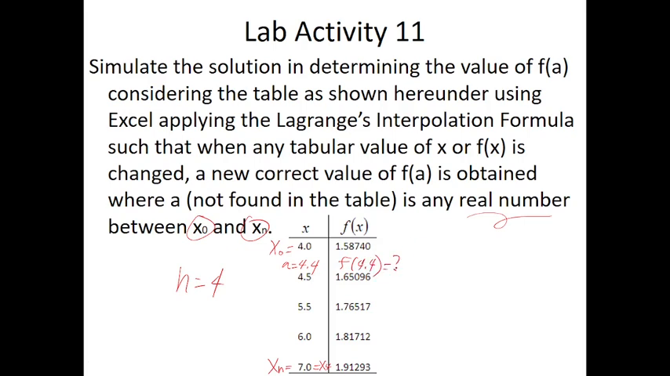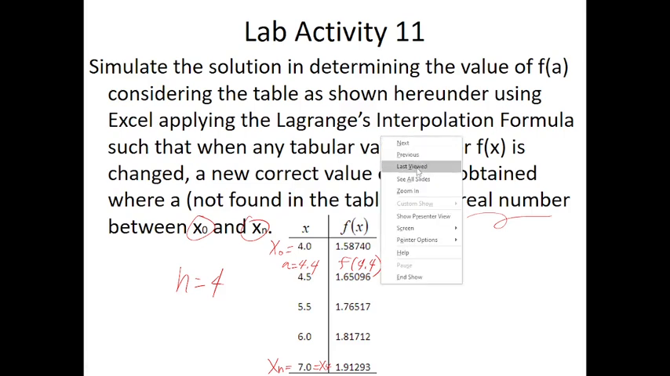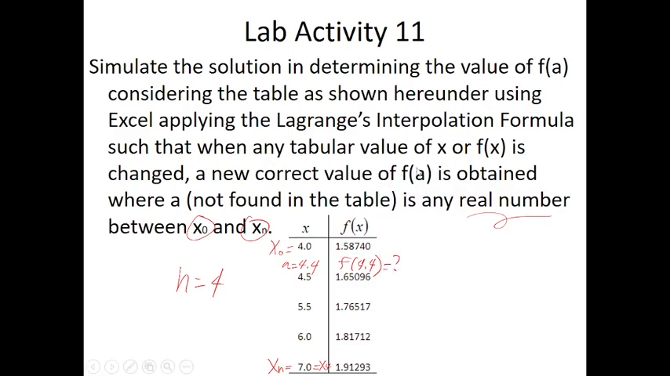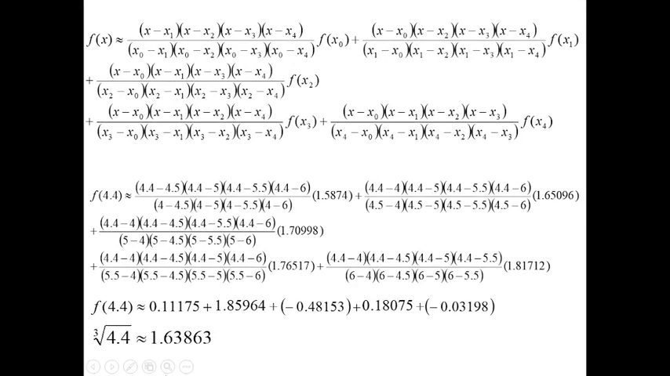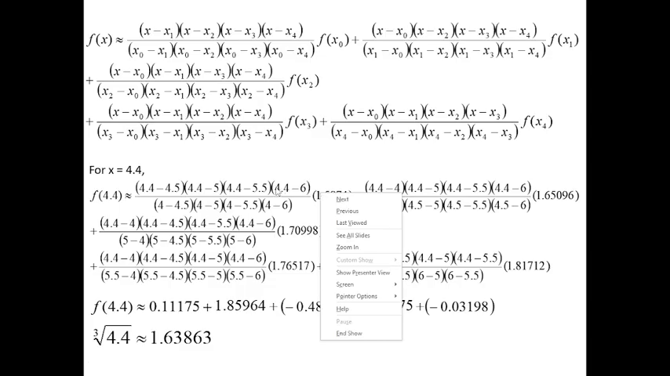So what's the value of f of 4.4? We solve it using the Lagrange interpolation formula. The answer should be in my previous slide: 1.63863. That should be the answer.